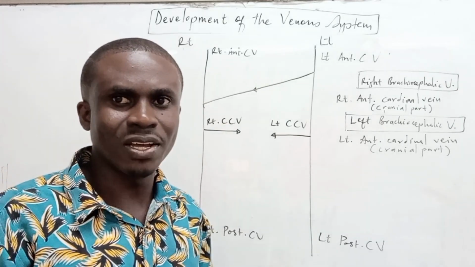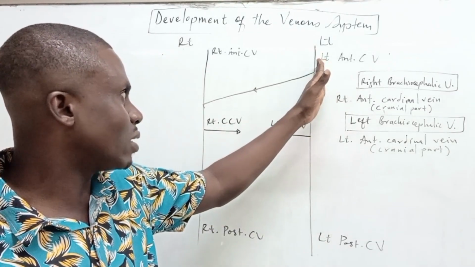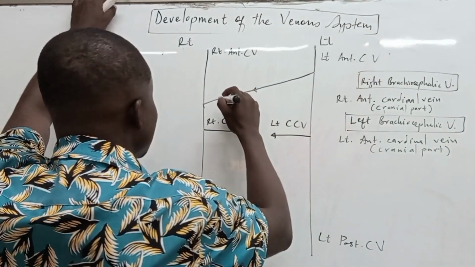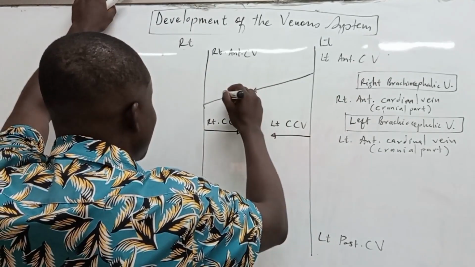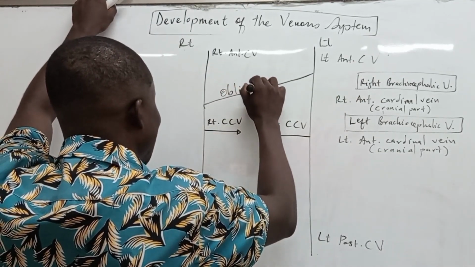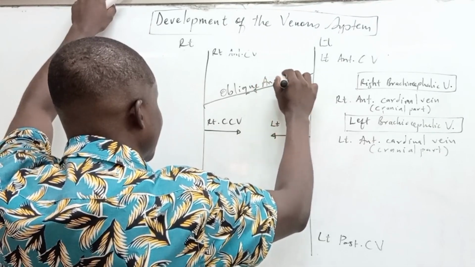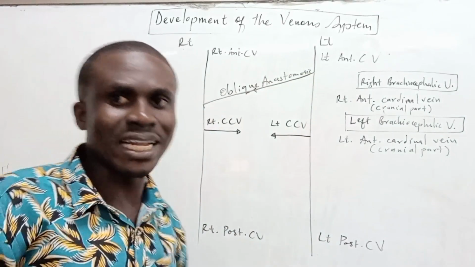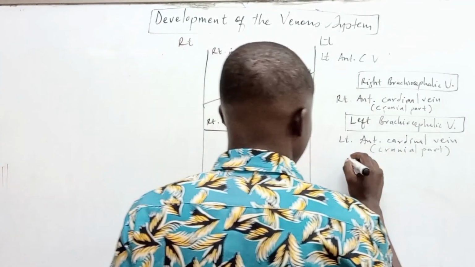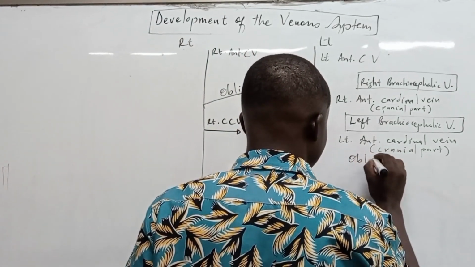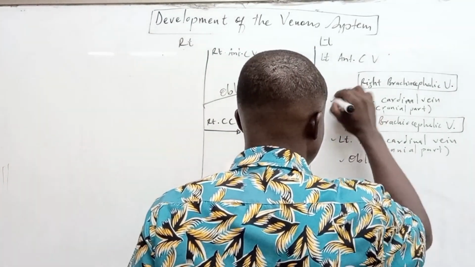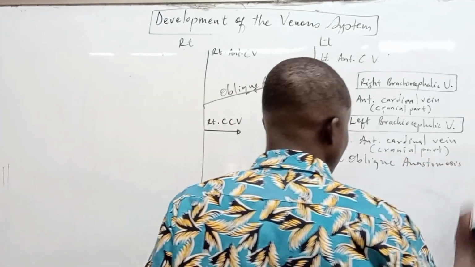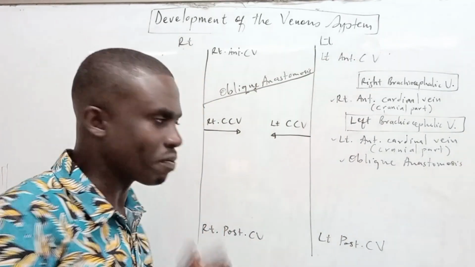This connection from this left side to the right side, anterior cardinal veins, is something we call oblique anastomosis. Okay, it's something that we call oblique, running in an oblique manner, anastomosis. So it's an oblique anastomosis between the left and right anterior cardinal veins. Okay, so that's what we see.